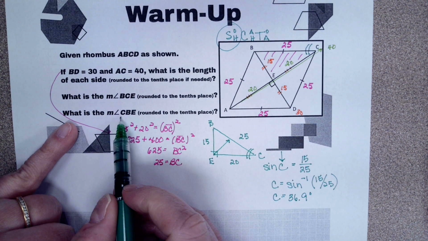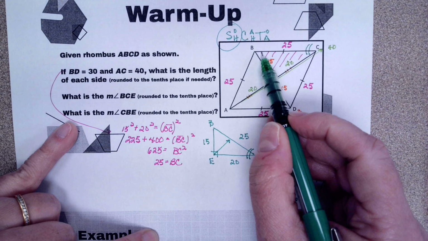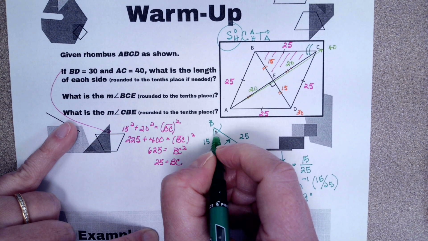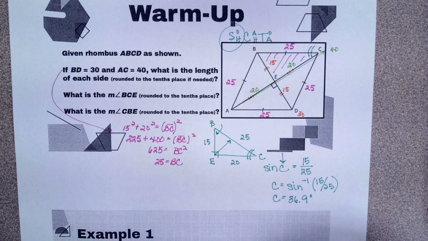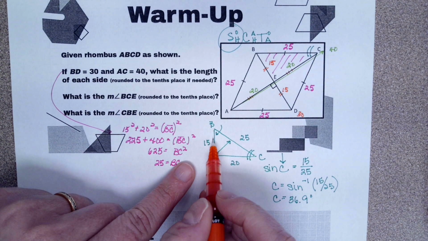Then it asked, what's the measure of angle CBE? Well, that would be the other side. Okay, so at this point, you've got a couple options. You could do a trig function again, right? So you could absolutely run another trig function and go ahead and find it.